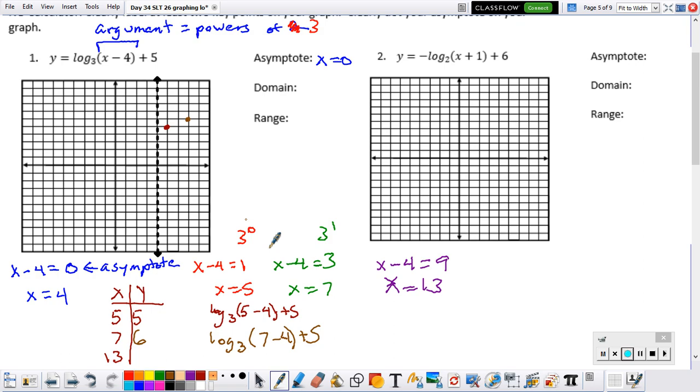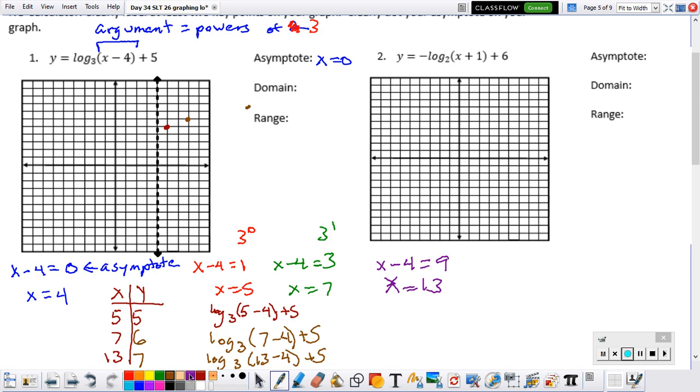Now, 13 is way off my graph. I'm going to evaluate it just for fun. So log base 3 of 13 minus 4, plus 5. So 13 minus 4 is 9. 3 squared gives me 9. So 2 plus 5 is 7. So somewhere over here, there's a point.